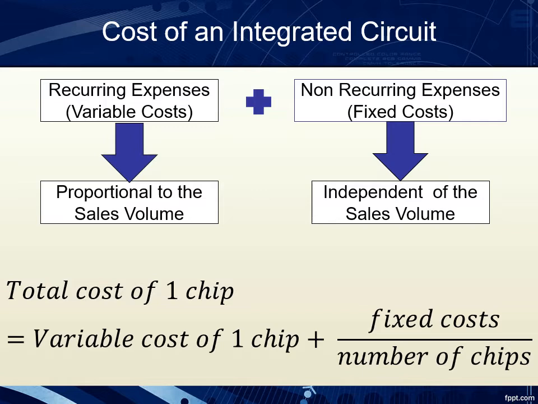Non-recurring expenses, also called fixed costs, are independent of the sales volume. Design is a fixed cost. The cost of manufacturing and fabrication of each chip is a variable cost. The cost of shipping the chip is a variable cost. The cost of fabricating the mask for the fabrication of the chip is a fixed cost because you do it once, then you can use the same set of masks for the whole production. Just to give you an example.